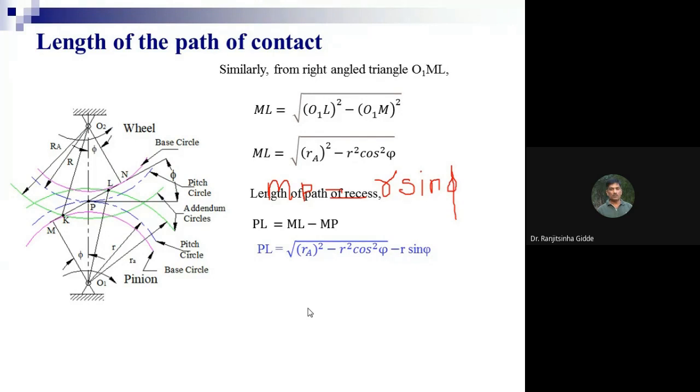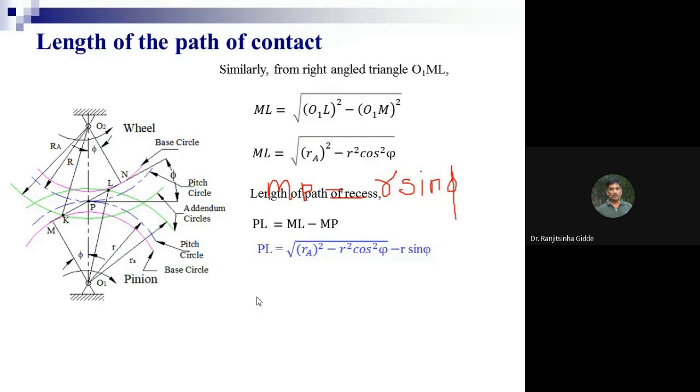Up to this completed? Up to this completed? Krishna, up to this completed? Krishna Mali? Okay.